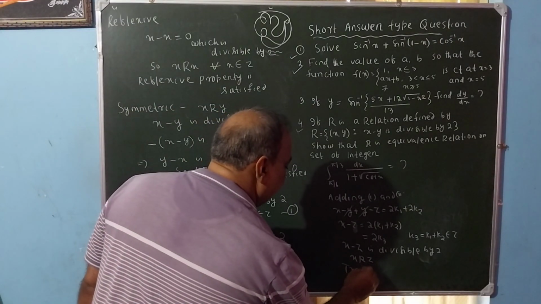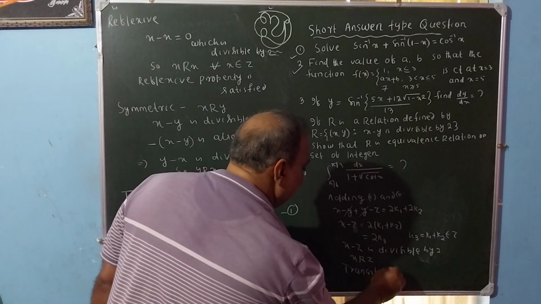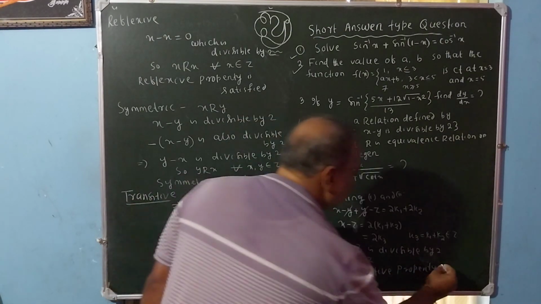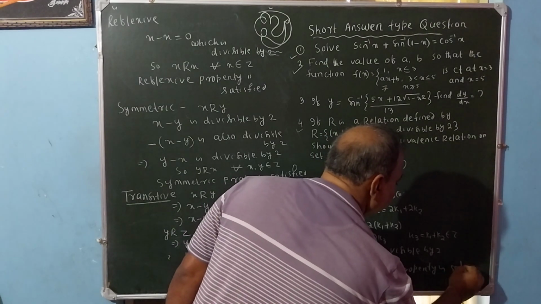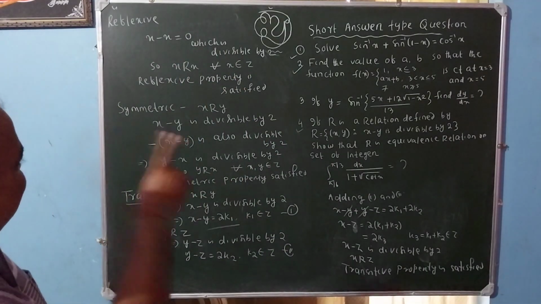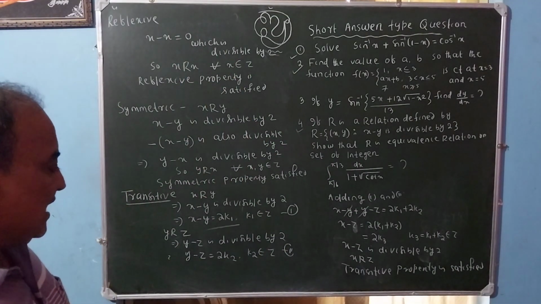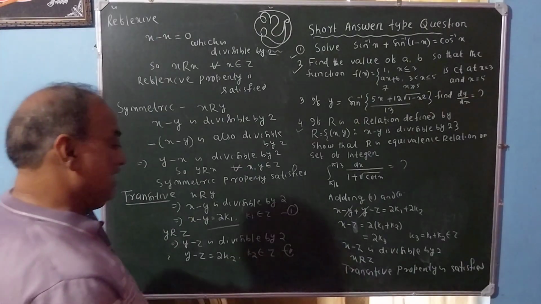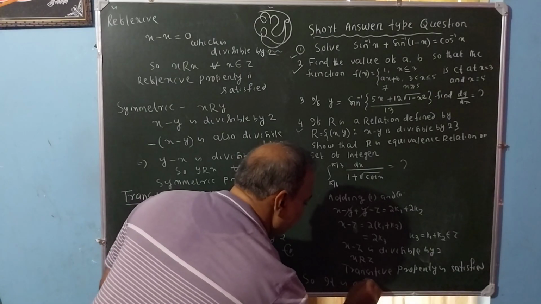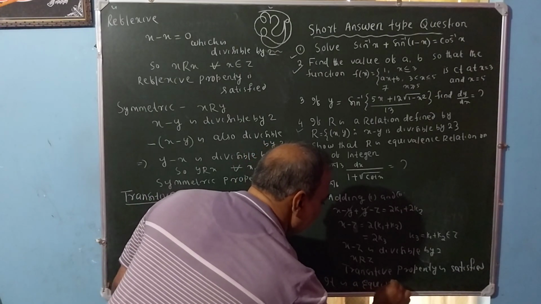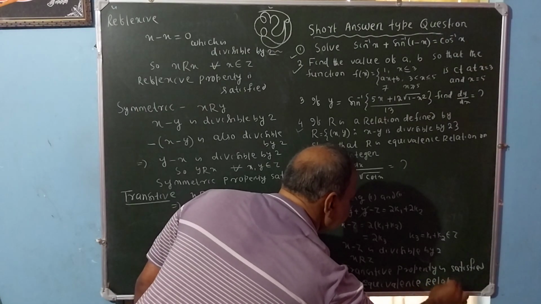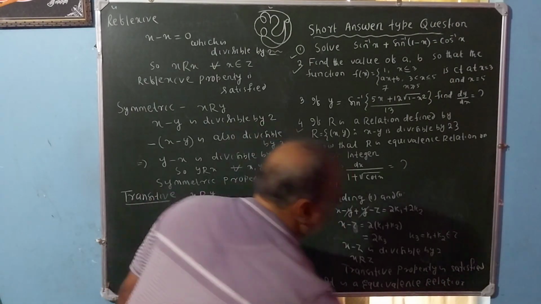Write down, transitive property is satisfied. Reflexive property satisfied, symmetric property satisfied, and transitive property satisfied. So it is an equivalence relation. It is an equivalence relation.